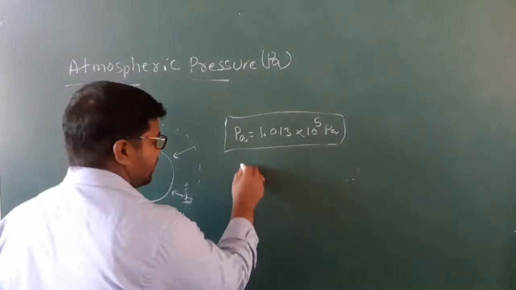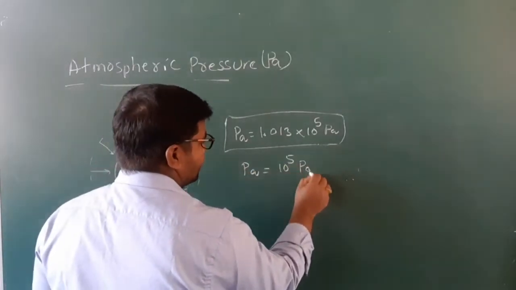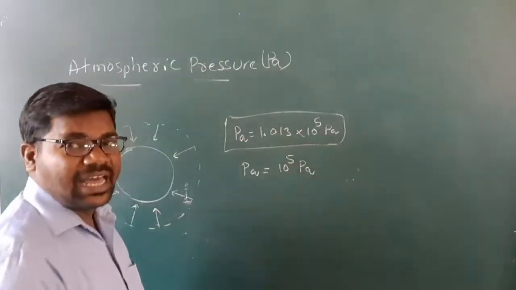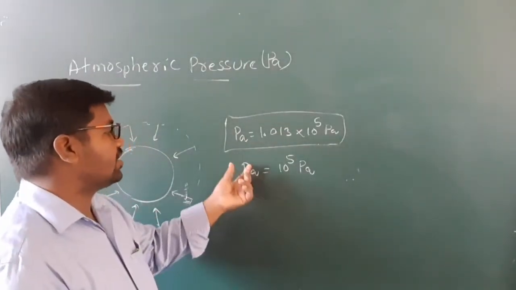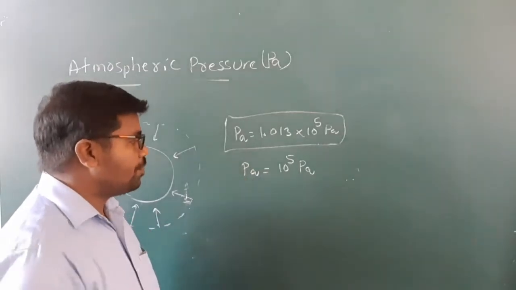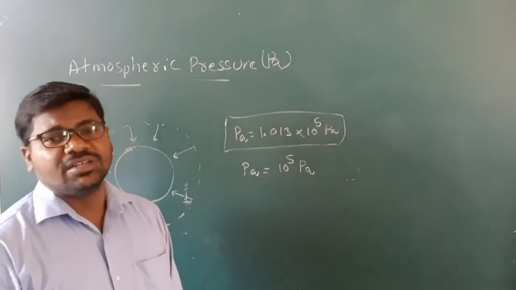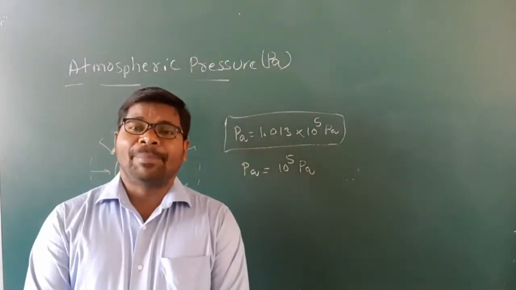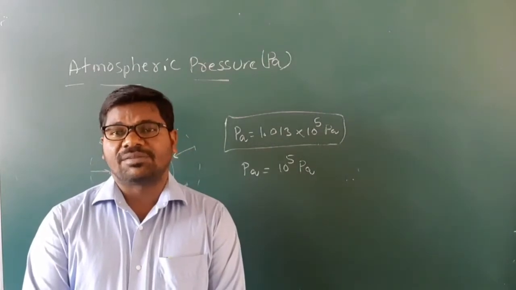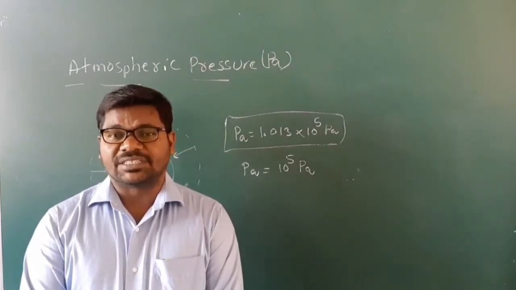For calculation, we can write only 10^5 pascals. For calculation, we can take the pressure of the earth's atmosphere, PA, as 10^5 pascals. So what is atmospheric pressure? The pressure exerted by the atmosphere on the earth is called atmospheric pressure.